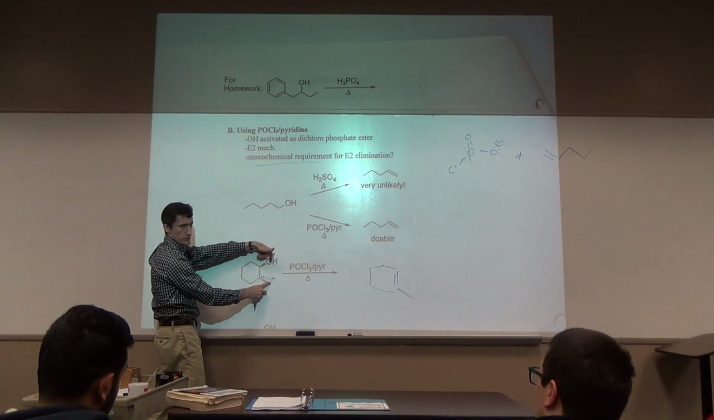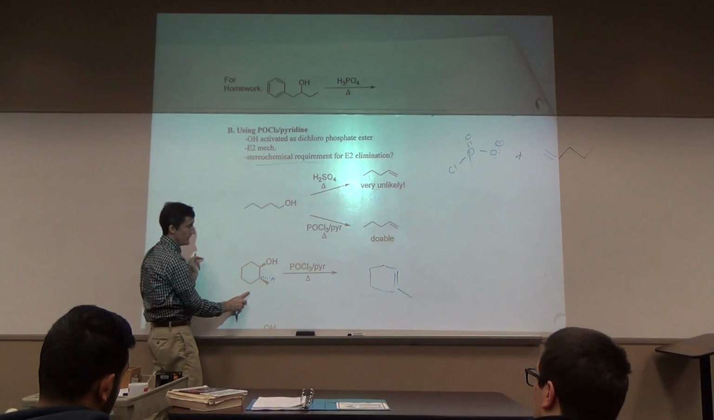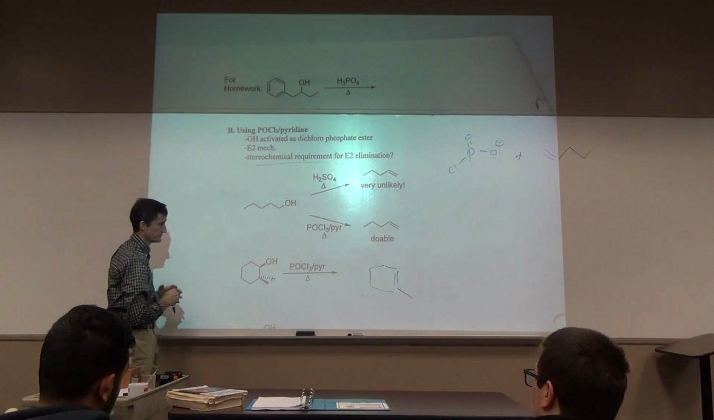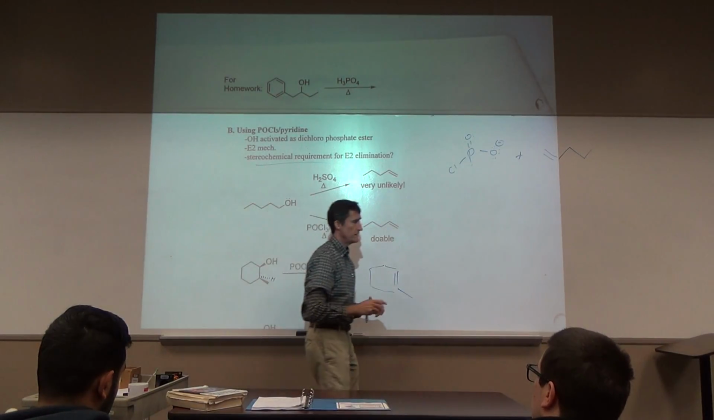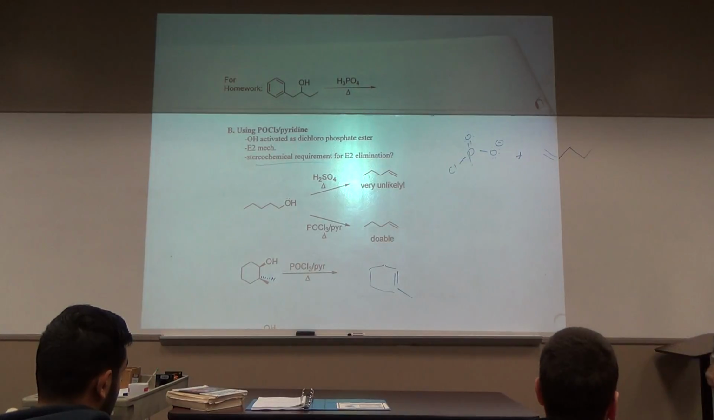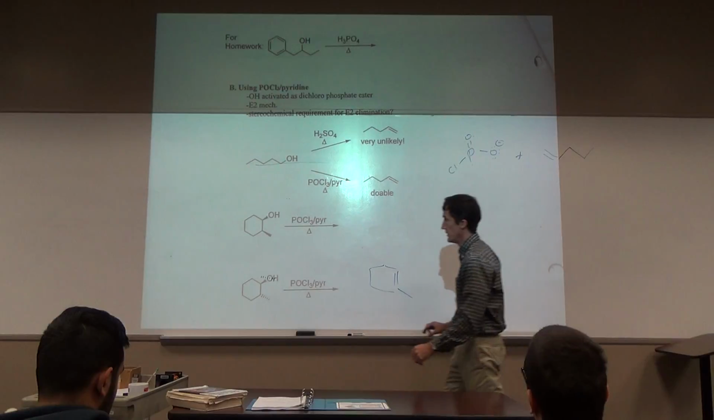Is this axial or equatorial? Axial. Yes. When this is axial, that will also be axial, and they'll be trans-coplanar. So yeah, we can do that. There's your product for here. There's no reason you can't get the Zaitsev product. But what about the one below?